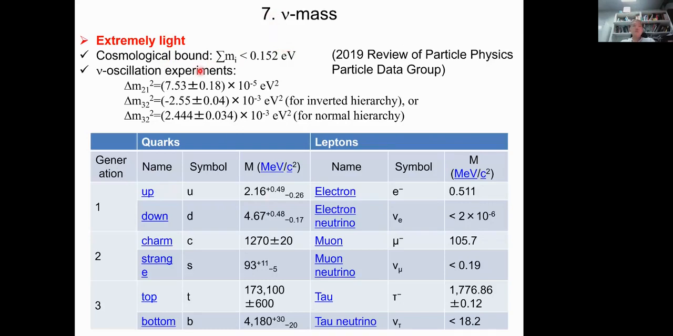And from neutrino oscillation experiments, squared mass difference between mass eigenstates is constrained as shown here. It depends on so-called mass hierarchy of neutrino introduced later. But anyway, mass square difference is this small value. So compared to other elementary particles whose property is listed here, neutrinos are special in its smallness of mass.